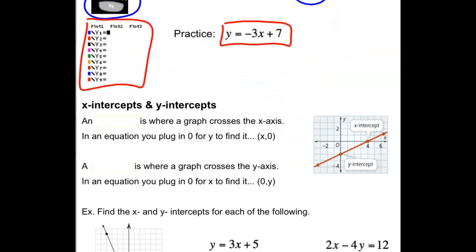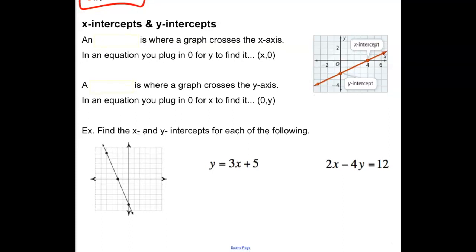All right, the second thing that I wanted to go over today, besides graphing lines in slope-intercept form, is to look at x and y intercepts. We've been talking about the y-intercept, but we also have something called an x-intercept. It's where a graph crosses the x-axis. So to find it in an equation, we're going to plug 0 in for y.